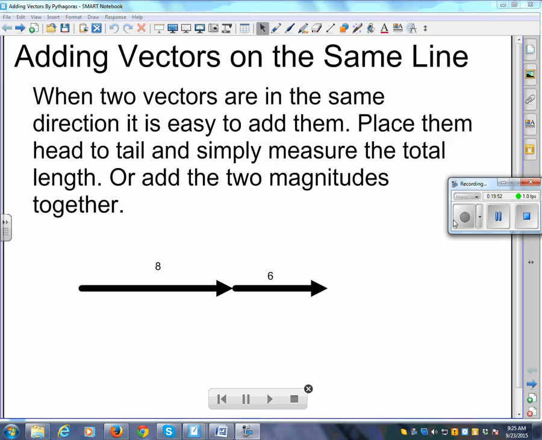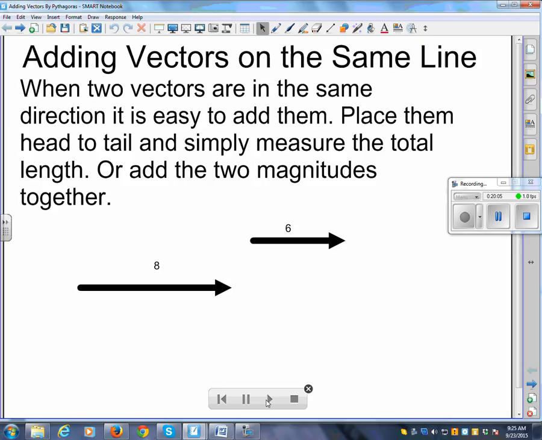When two vectors are in the same direction, or collinear, it's easier to add them. Place them head to tail and simply measure the total length, or just add the two magnitudes together. Here's a little animation to describe it. Here I've got vector 8, here I've got vector 6, and I'm going to put them tip to tail, and here comes the resultant. It goes from where you started.